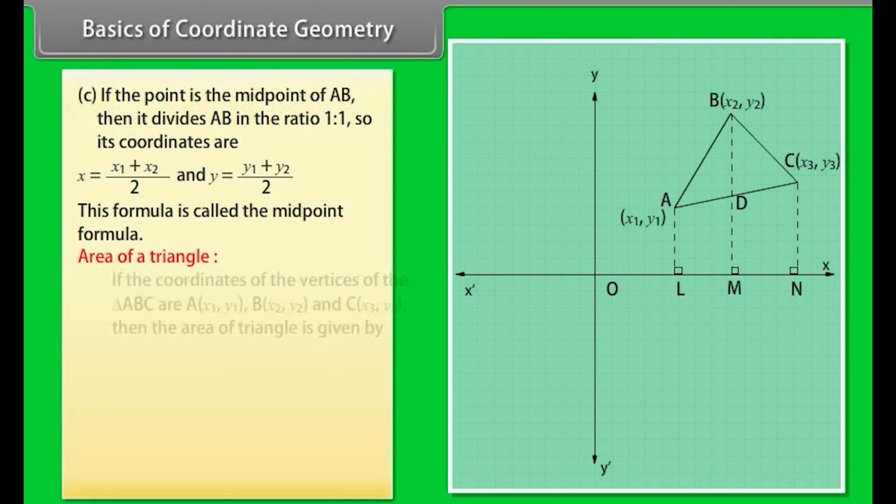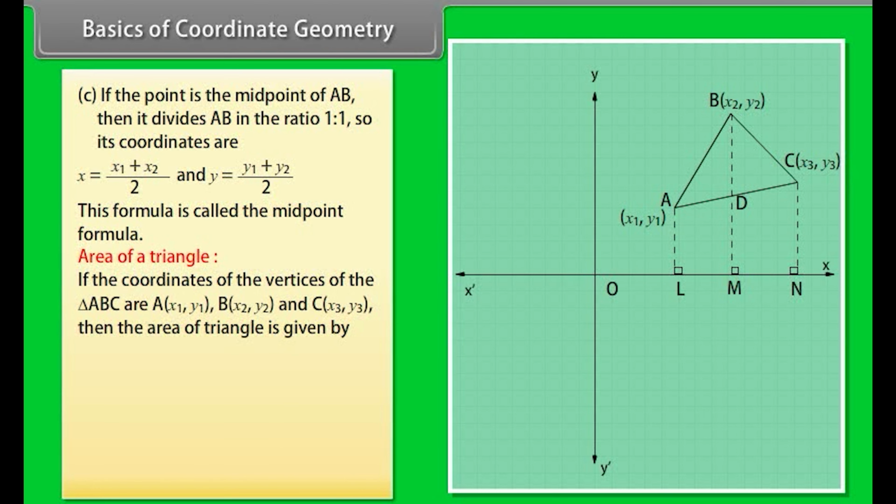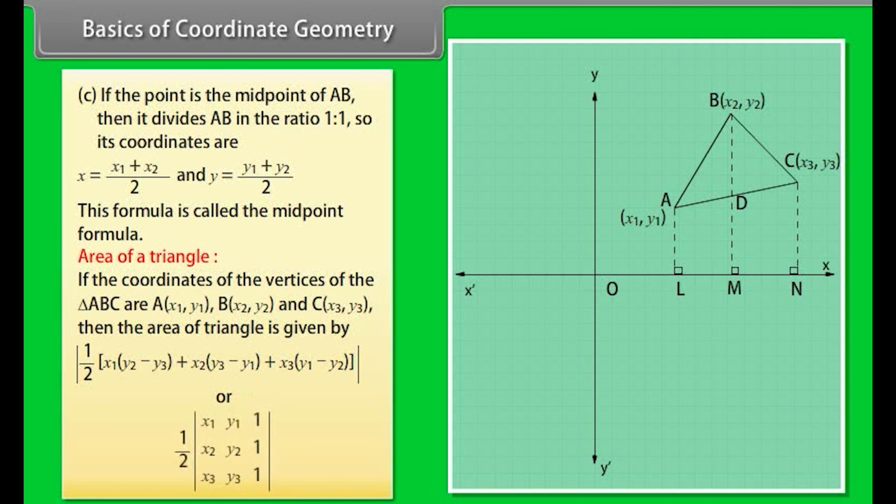Area of a triangle. If the coordinates of the vertices of the triangle ABC are A(x1, y1), B(x2, y2) and C(x3, y3), then the area of triangle is given by modulus of 1 by 2 multiplied by x1 into (y2 minus y3) plus x2 into (y3 minus y1) plus x3 into (y1 minus y2), or 1 by 2 determinant first row x1, y1, 1, second row x2, y2, 1, third row x3, y3, 1.